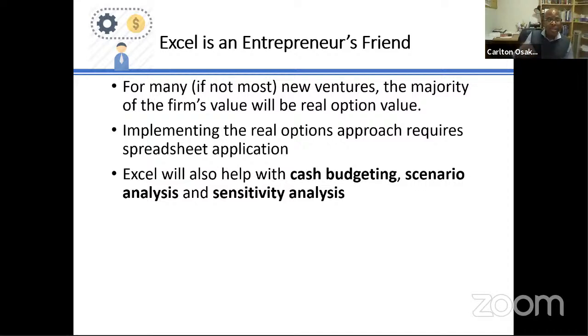But there is an organization here in Calgary called Momentum Canada, where they work with entrepreneurs. And what they do is they take a cohort every year of about 12 entrepreneurs. And throughout the year, they help them learn spreadsheet skills to do cash budgeting, scenario analysis, sensitivity analysis, and so on, and this real options approach. They tend to work with entrepreneurs that are from disadvantaged groups. So for instance, people with disabilities and so on.